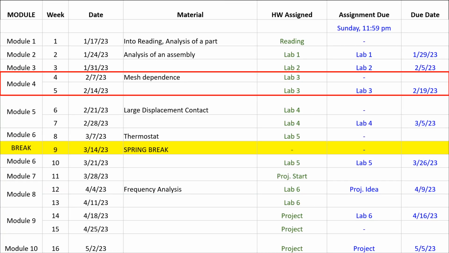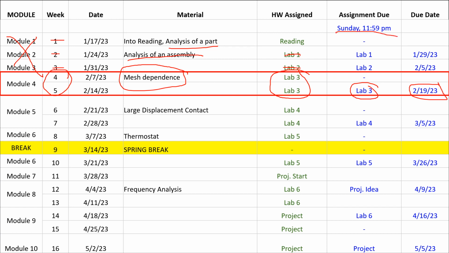Now I want to take a look at our semester schedule, talk about what we've completed, what we have going on this week, and what we have coming up later in the semester. You can see we have completed the first 3 modules, modules 1, 2, and 3, corresponding with weeks 1, 2, and 3 of the semester. We've dealt with our first 2 labs, Lab 1 and Lab 2, which were the analysis of a part and analysis of an assembly. Now we are on to Module 4, which spans 2 weeks, weeks 4 and 5 of the semester. We're taking a look at the topic of mesh dependence. Your homework is Lab 3 dealing with mesh dependence, and this is due on the 19th by the end of the day, as all assignments are due at the end of the day on Sunday.